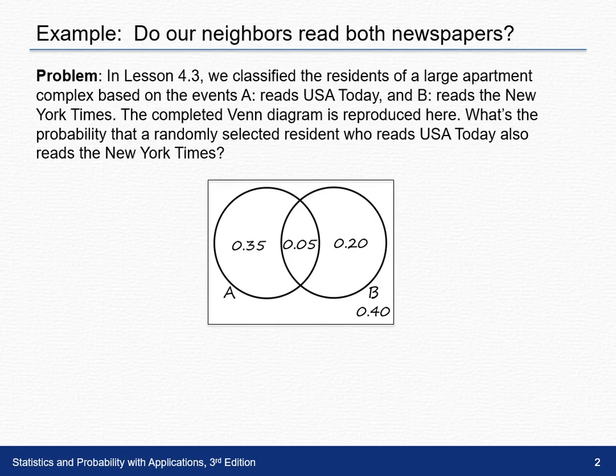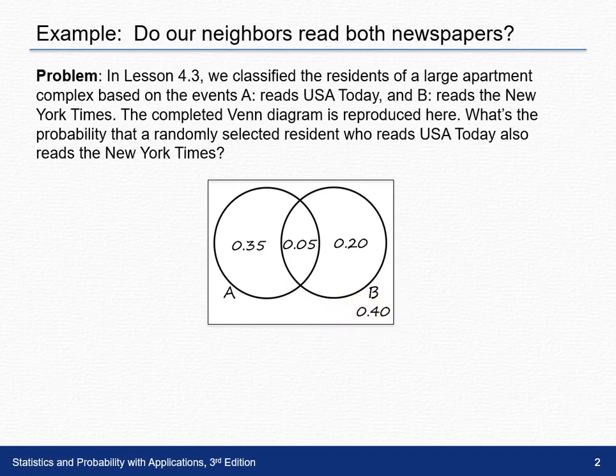So let's just go through the Venn diagram quickly to remind ourselves of what we did in 4.3. So we have event A, this entire circle, which is 0.4, that represents those who read USA Today. We have event B here, 0.25, that represents those people who read the New York Times, and out here are the people that do not read those two newspapers.